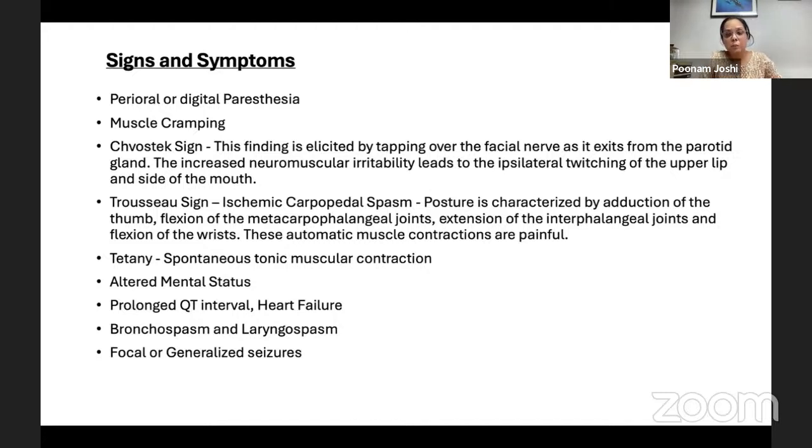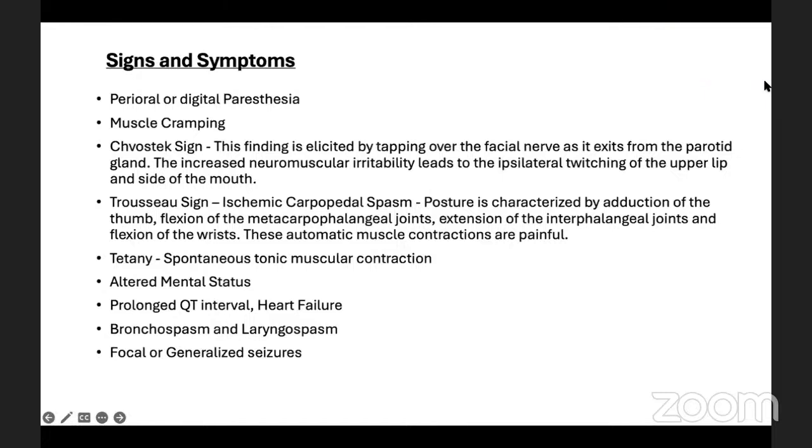The Chvostek sign is not very specific. However, the Trousseau sign is a more specific sign of hypocalcemia. The way to do it is to put the BP cuff around the arm and go around 20 mmHg higher than the systolic BP. When you go to that level, there is a spasm of the whole hand, with a posture where there is adduction of the thumb, flexion of the metacarpophalangeal joints, and extension of the interphalangeal joints. It is quite painful, and it usually happens within the first 2-3 minutes.